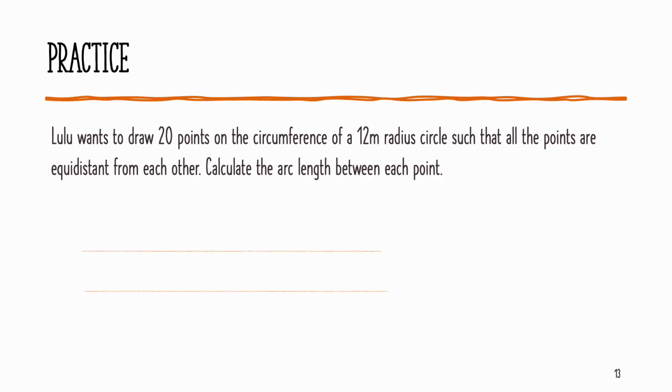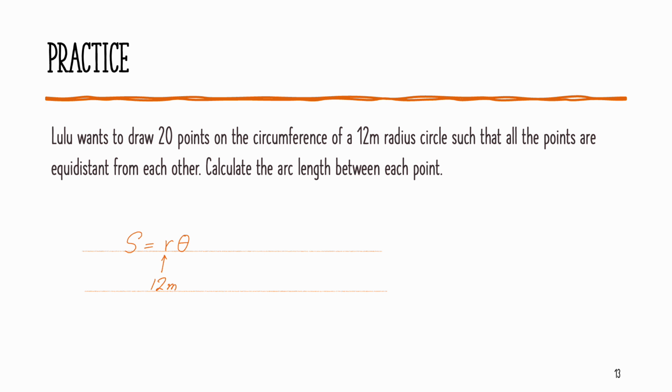Okay, let's move on to a practice problem. So Lulu wants to draw 20 points on the circumference of a 12-meter radius circle such that all the points are equidistant from each other, and we have to calculate the arc length between each point. Okay, now we know the relationship between arc length and radius is s is equal to r theta. Now in this case, radius is 12 meters, right? That's given to us. We're not given theta, but we do know that there are 20 points on the circumference.